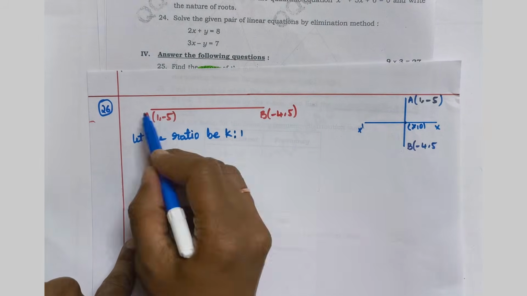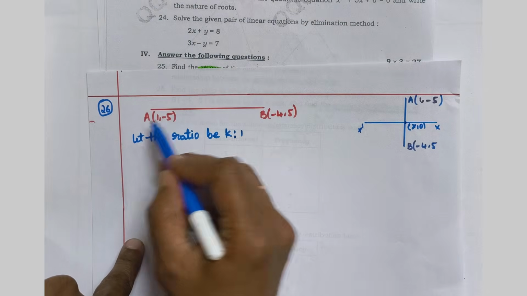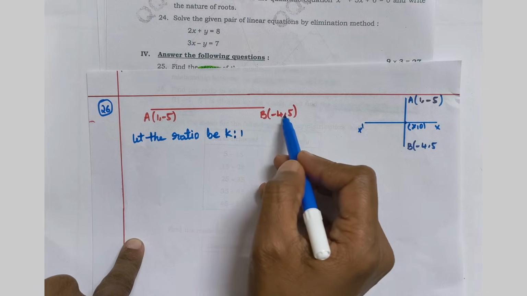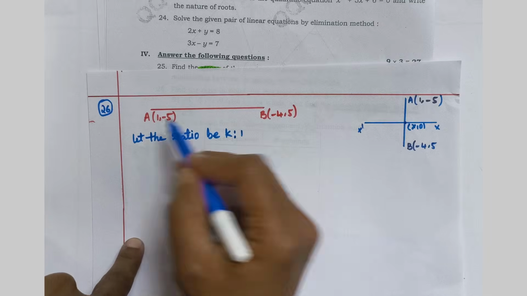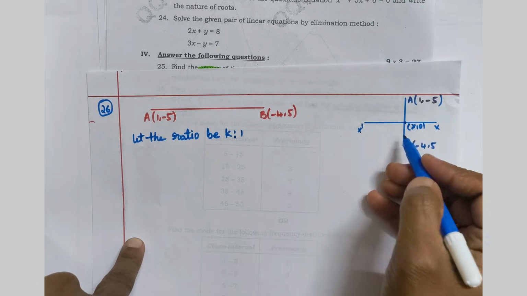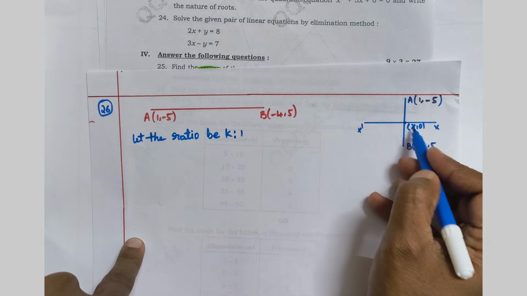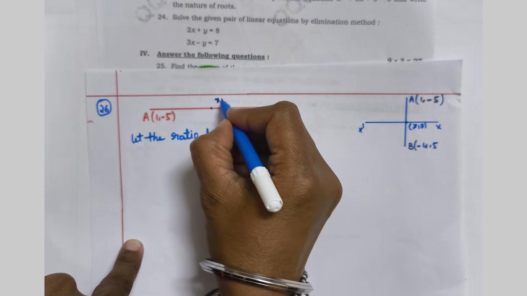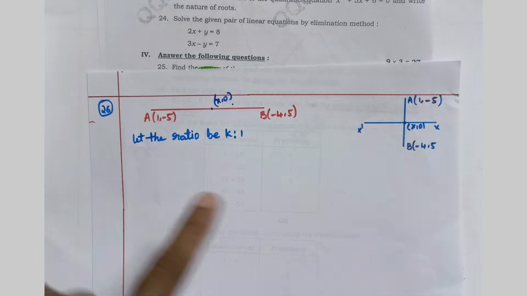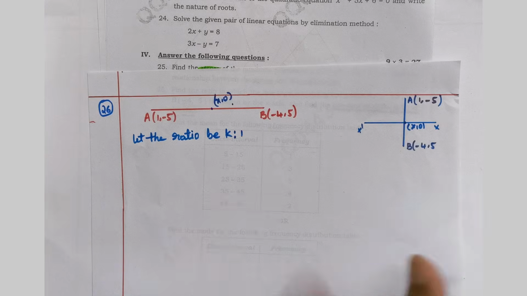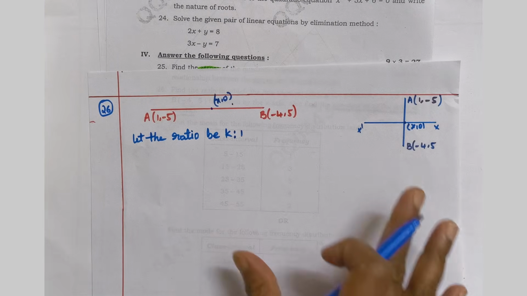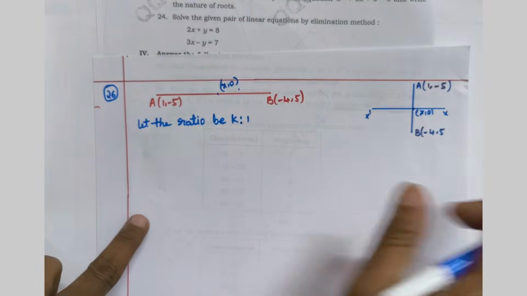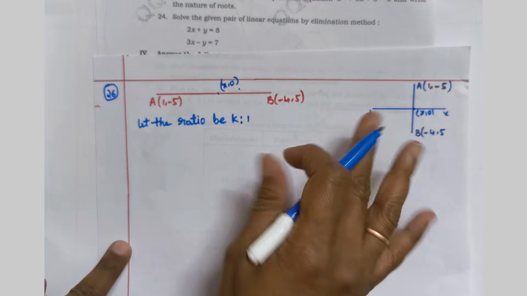Now see here, I am taking the line segment AB, with A (1, -5) and B (-4, 5). This line segment joins on the x-axis, so the coordinates of the point are (x, 0). Now we will find the ratio. The ratio is not known, so we write: let the ratio be k is to 1. Keep this in your mind.